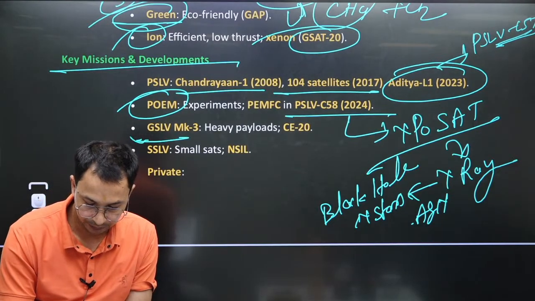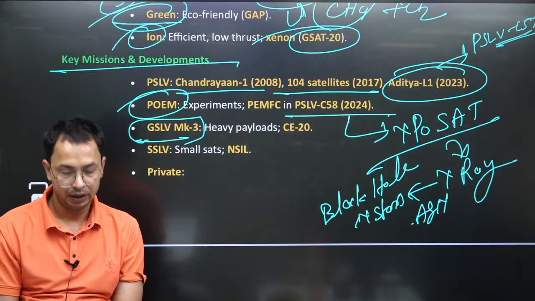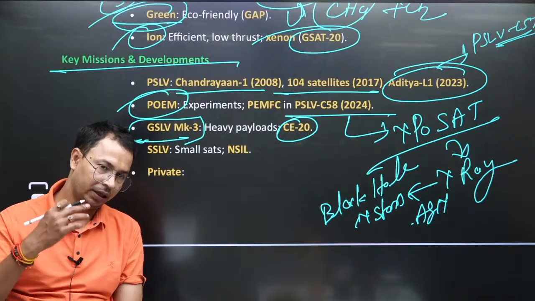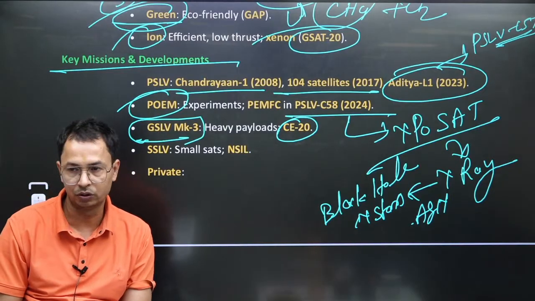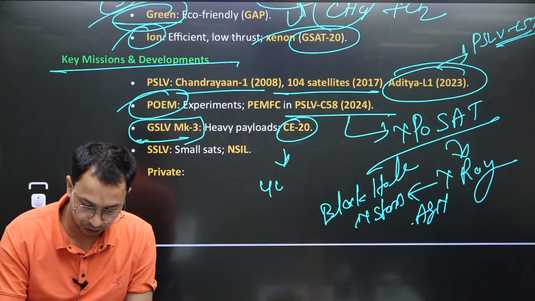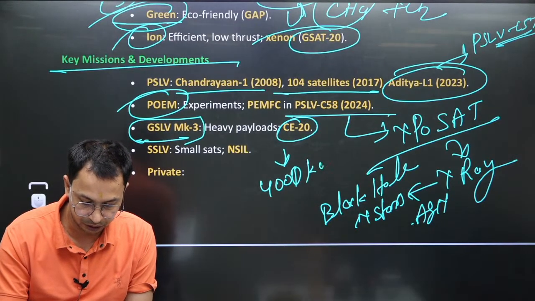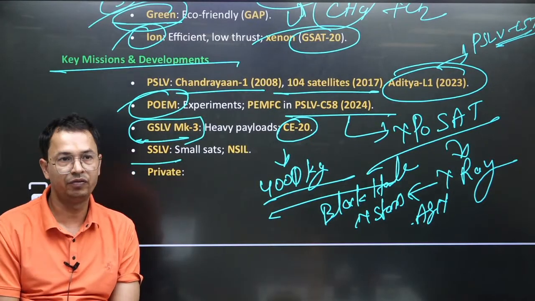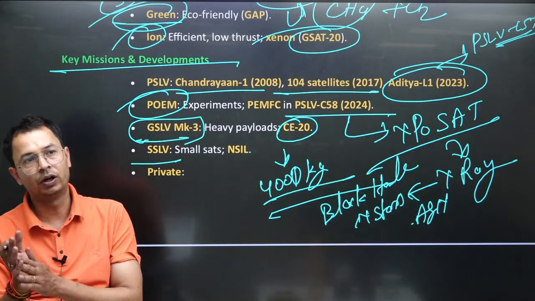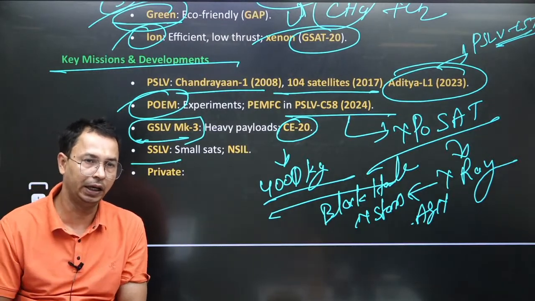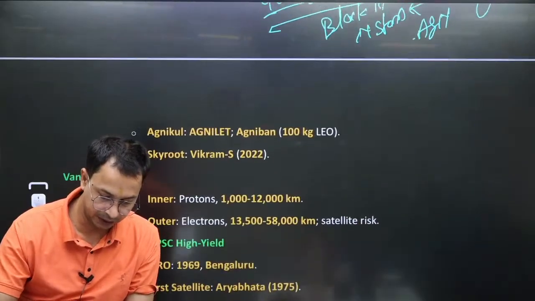Then GSLV MK3, it will take heavier payloads to the geosynchronous transfer orbit. The capacity is approximately 4000 kgs. Then we have SSLV. SSLV is made for the smaller satellite. It will carry the smaller satellite because its payload capability is 500 kg for the 500 kilometers.